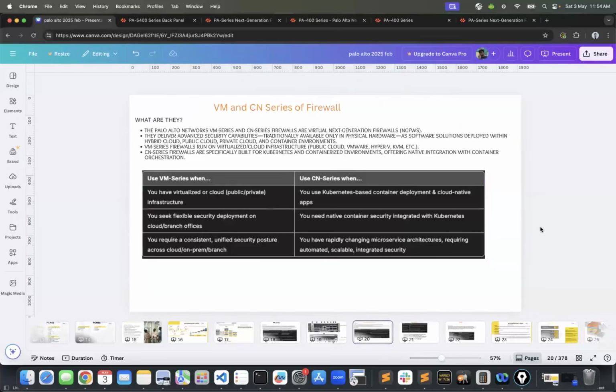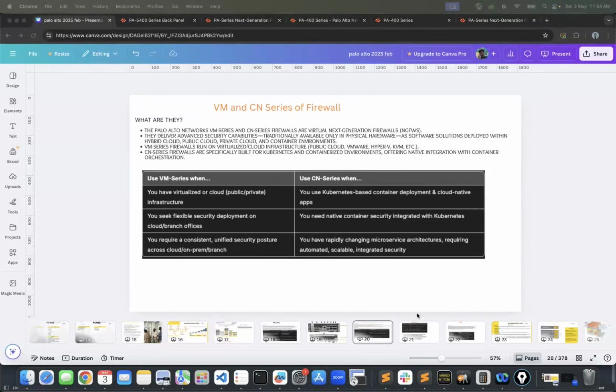Okay, sir. Now, we talked about the PA series firewall, the physical firewall. But do you think we use a physical firewall everywhere? No, right? Wherever we have rack space, data centers, offices, we use a physical firewall. Now, we're going to talk about the virtual firewall as well, meaning no dedicated physical box. So we call it the VM series firewall.